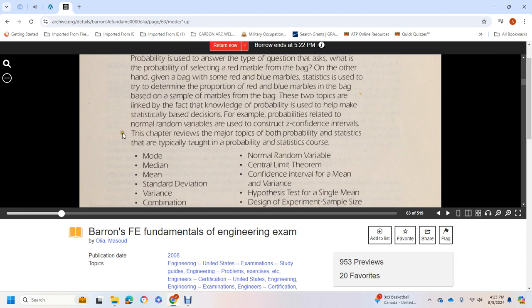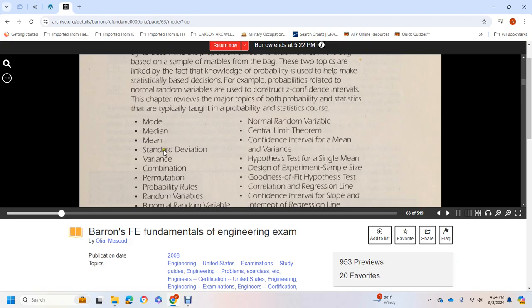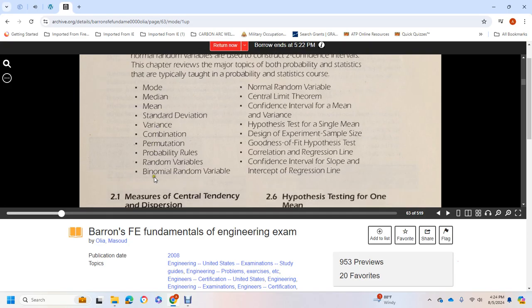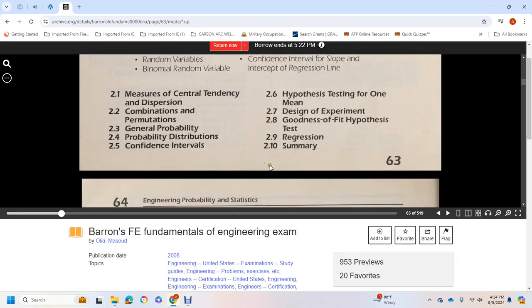For example, probabilities related to the normal random variable are used to construct Z confidence intervals. The chapter reviews the major topics of probability and statistics typically taught: mode, median, mean, standard deviation, variance, combination, permutation, probability rules, random variables, binomial random variable, normal random variable, central limit theorem, confidence interval, mean and variance, hypothesis test for a single mean, design of experiment, sample size, goodness of fit hypothesis test, correlation, regression line, and confidence interval for slope and intercept of the regression line.